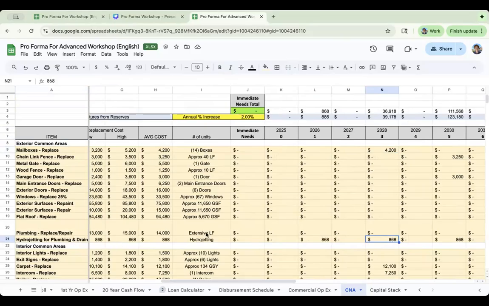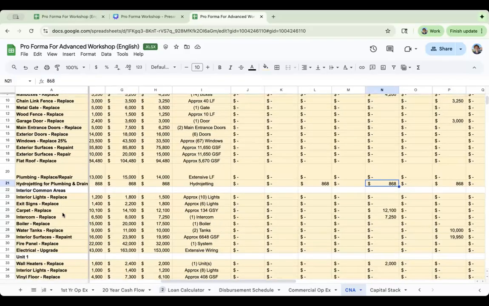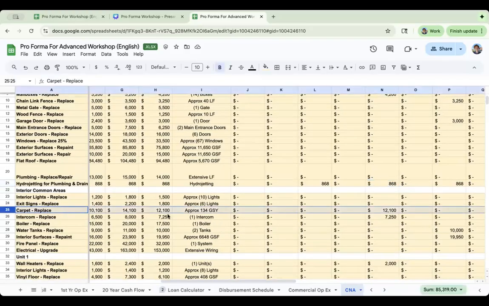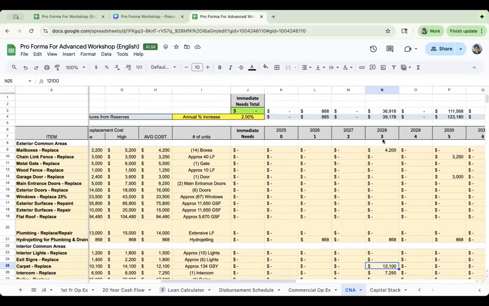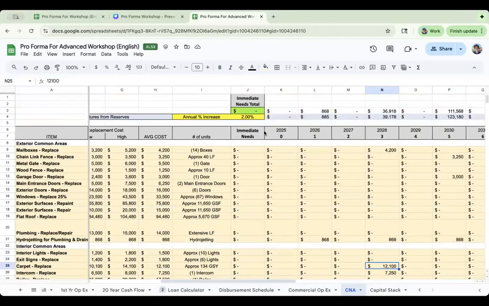Hydrojetting. I don't do any of our construction stuff, so I have no idea what that means, but it sounds exciting. The carpet's getting replaced in the interior common area, and that costs $12,000, and that's happening in year 3, right? So this is where we get all of the needs assessed and written in here. Typically, there will also be immediate needs here. This is our rehab cost. I can't tell you why they're not here.